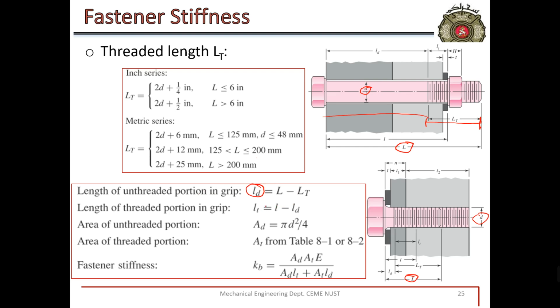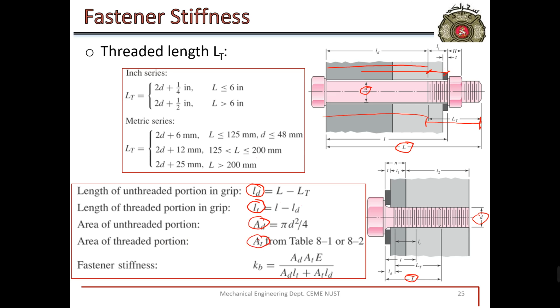And this length of unthreaded portion will be within the grip. So the remaining length within the grip, L minus LD, will give you the threaded portion in the grip. This is the unthreaded portion in the grip, and this remaining length will be the threaded portion in the grip. Sorry, this length to here. This length will be the unthreaded portion in the grip. Now we have all the values, threaded length and unthreaded length. We can calculate the area of the bolt.